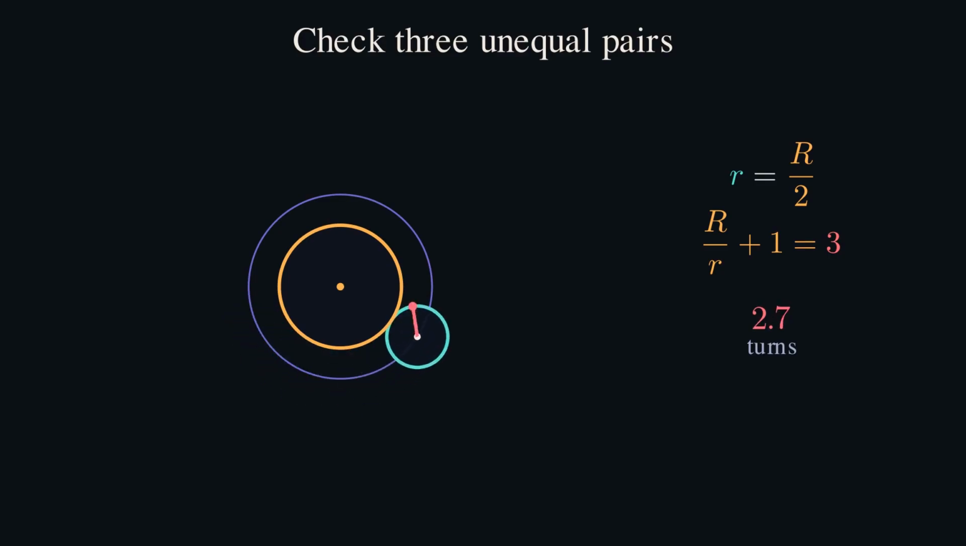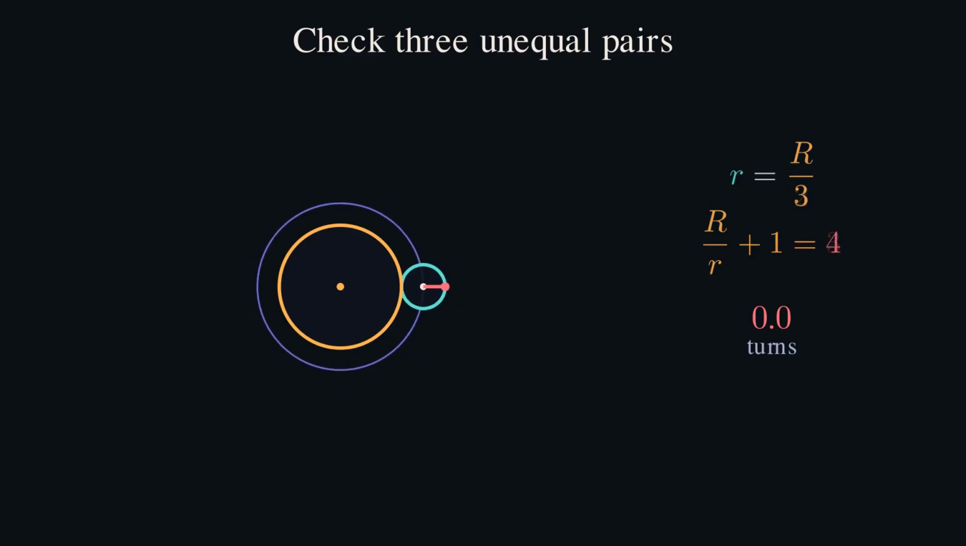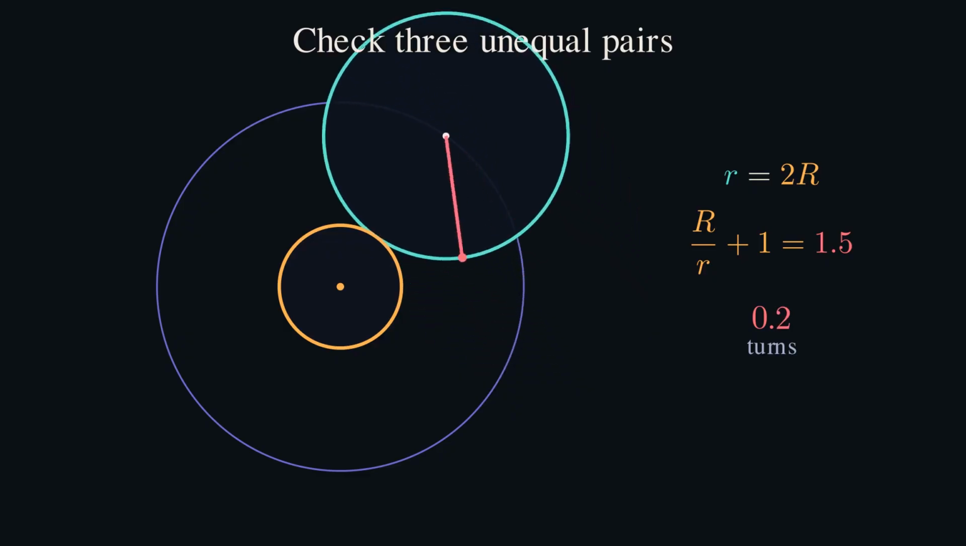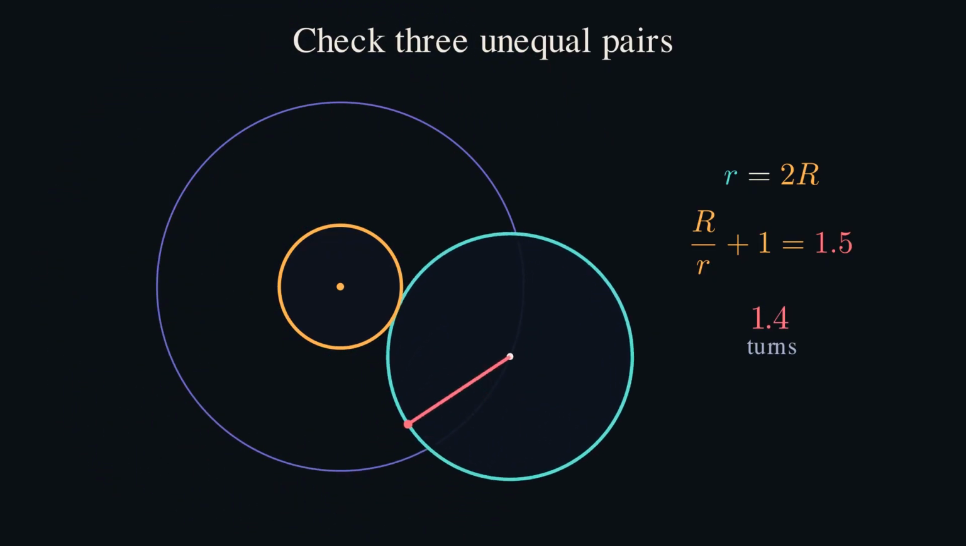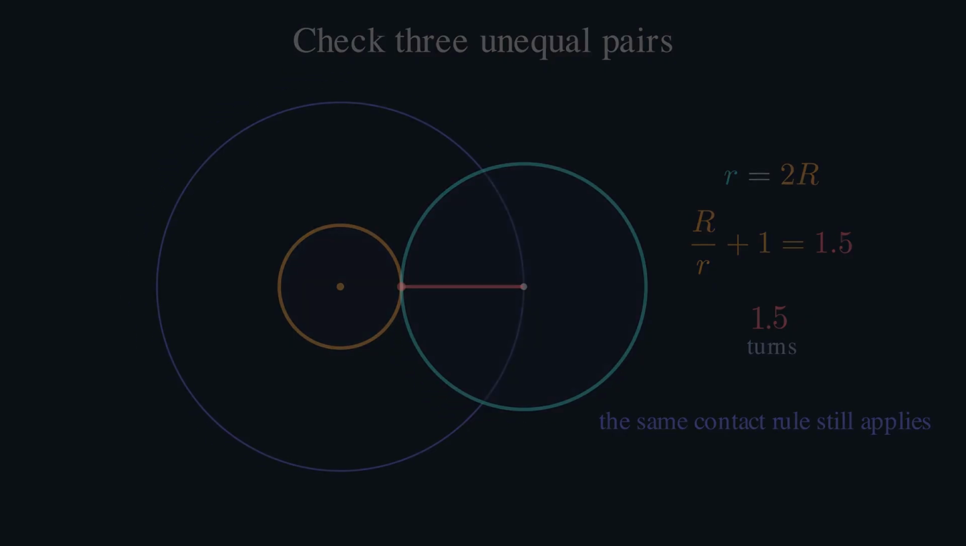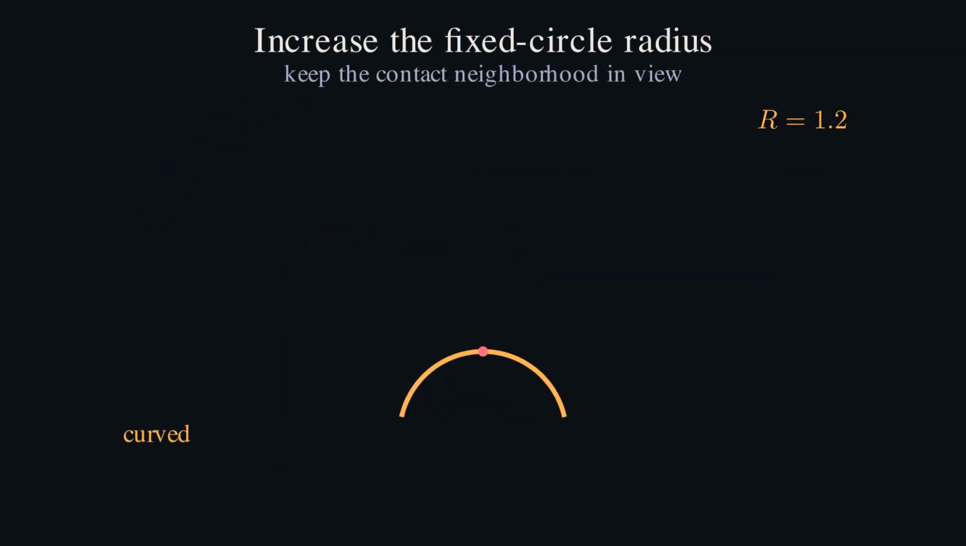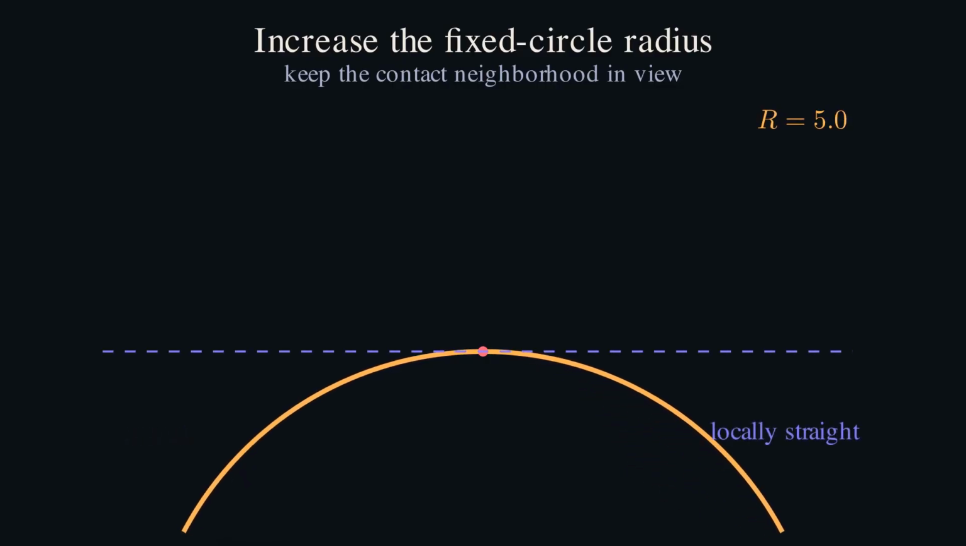Take a rolling coin half the radius of the fixed one. R over r is 2, then add 1, 3 turns. Watch the mark. 1, 2, 3. Make the rolling coin 1/3 the radius and it turns 4 times. Make it twice as large as the fixed coin and the answer is 1.5 turns. That last one looks especially odd because the moving coin dwarfs the thing it's orbiting, but the contact rule doesn't care about dignity. The center still traces radius R plus r.